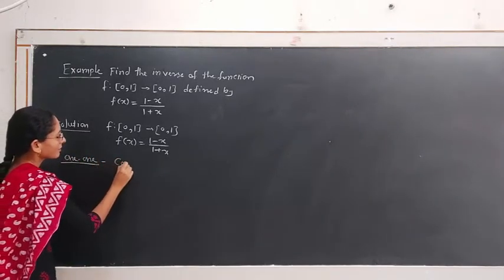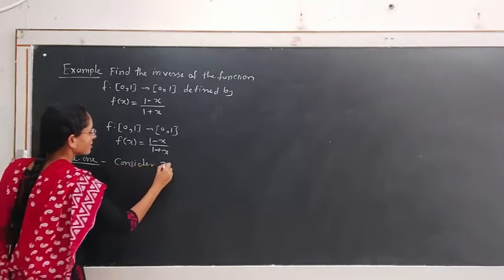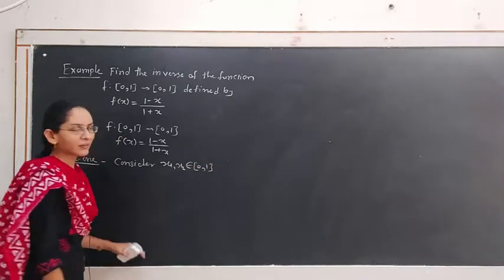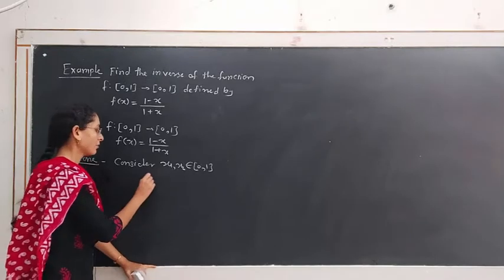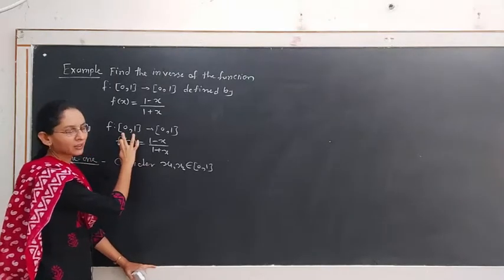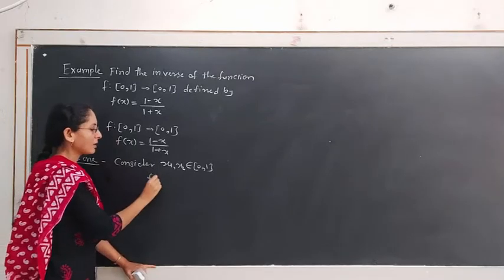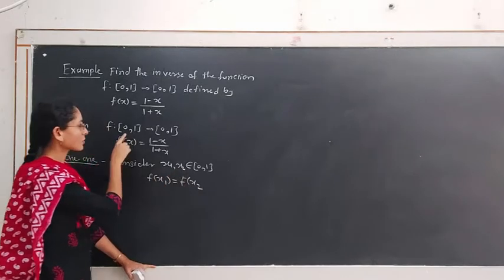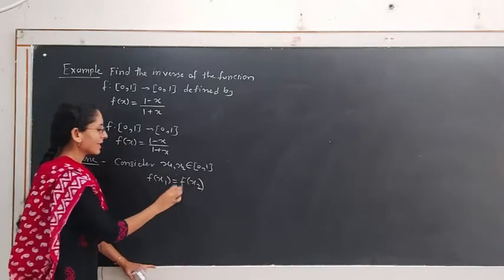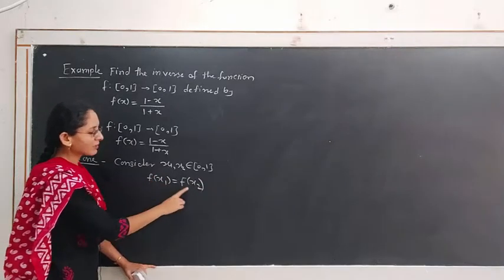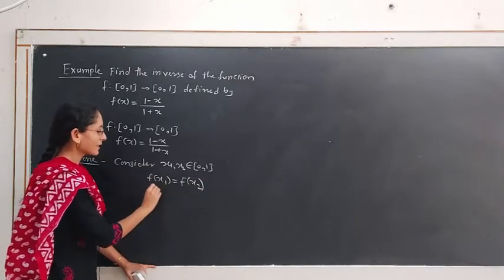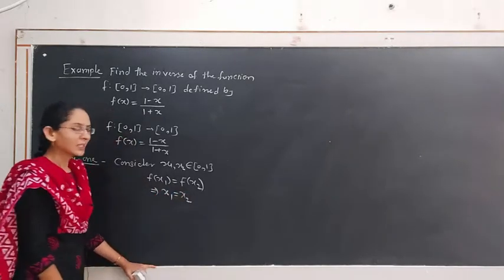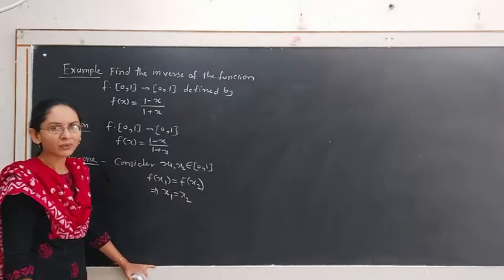For that consider two points x1 and x2 belonging to closed interval [0, 1]. What is the definition of a one-one function? If for given two points of the domain set of the function f, the images at those points are equal, that is, if x1 and x2 belong to the domain of function f and satisfy the equation f of x1 is equal to f of x2, and this gives that the two elements x1 and x2 are equal, then function f will be a one-one function.